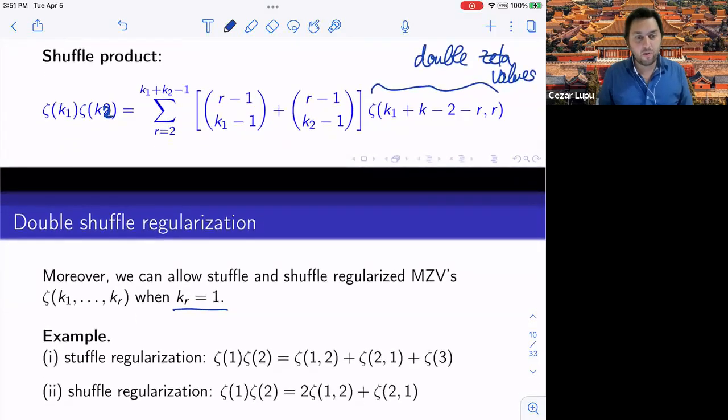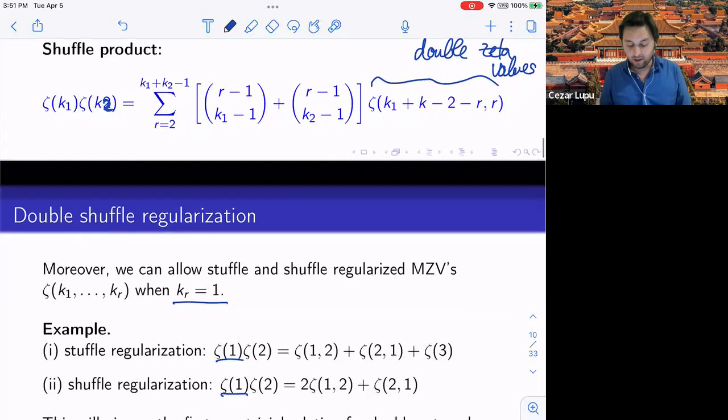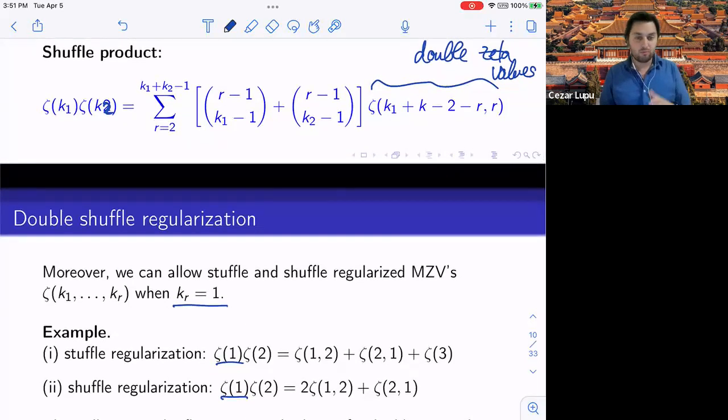So let's regularize the multiple zeta values. To regularize, we have to multiply by the divergence here. So zeta of 1 times zeta of 2. If we do the Stoffel, you have zeta of 1, 2 plus zeta of 2, 1. So again, we have two double zeta values, but we also have a single zeta, which is zeta of 3. But when we do the shuffle regularization, we will only have two double zeta values. When we multiply the integral representation, we will get that zeta of 1 times zeta of 2 is 2 double zeta of 1, 2 plus double zeta of 2, 1.